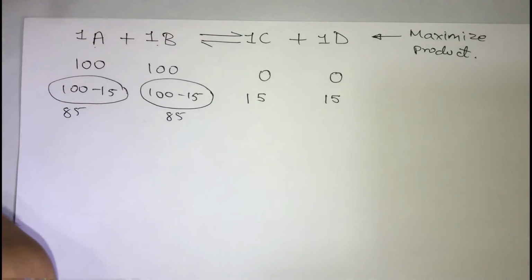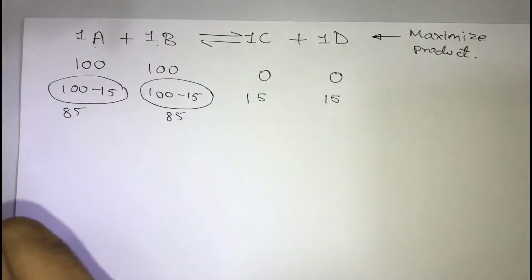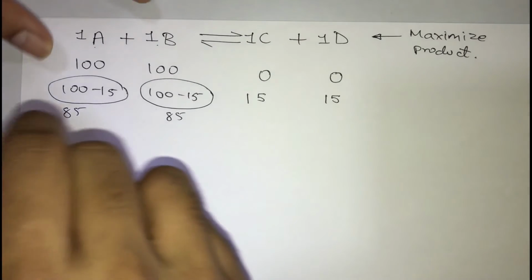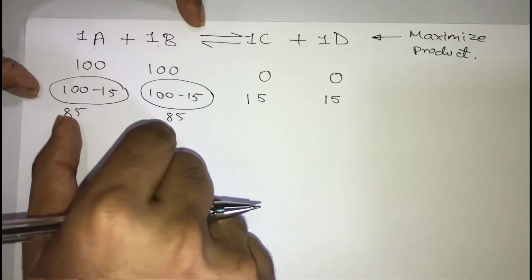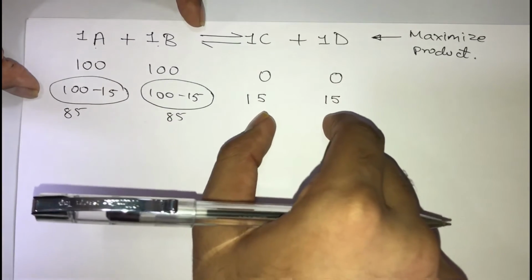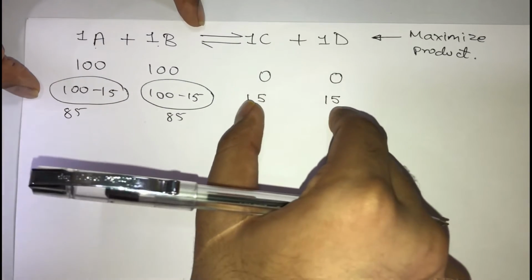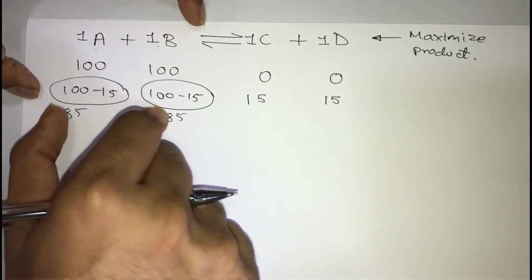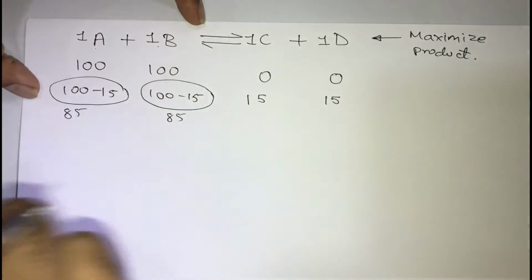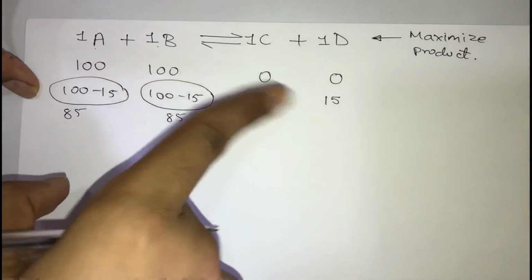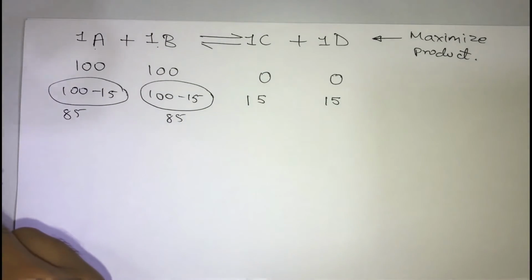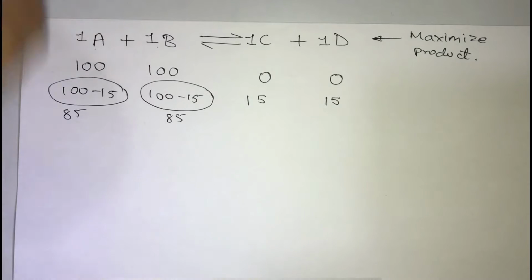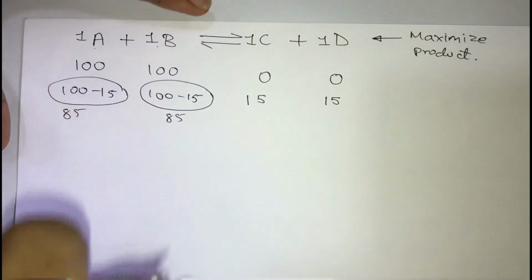Now mind you guys, since it is a reversible reaction, simultaneously when A is reacting with B to give us C and D, C will react with D to give us A and B back. So both the processes, that is the forward reaction and the backward reaction, that is the reverse reaction, are happening simultaneously. Okay, don't forget that it is a reversible reaction.